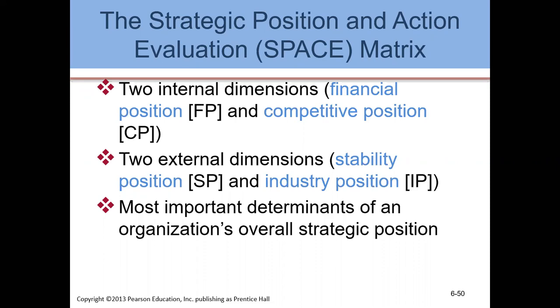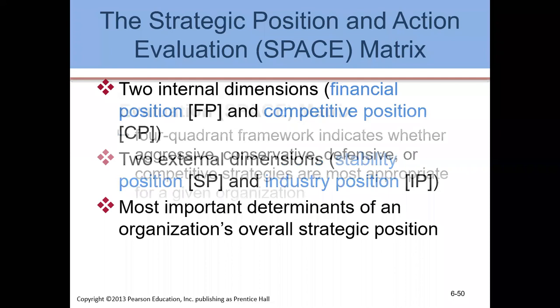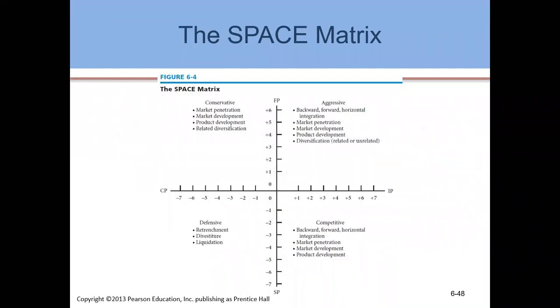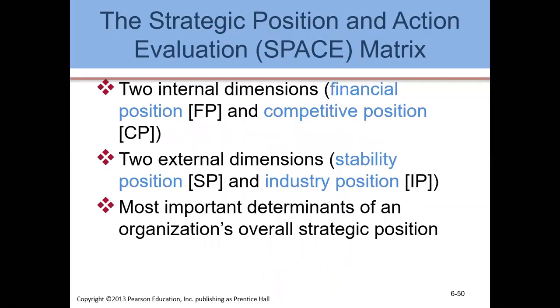Let me show you the graphical representation of space again. We can see in this graphical representation, there are axis values, FP, CP, SP, and IP on the positive and negative y-axis and positive and negative x-axis. We are referring to these values now. So 2 internal dimensions, they are financial position, abbreviated as FP, and comparative position, abbreviated as CP, and 2 external dimensions, stability position, SP, and industry position, IP.